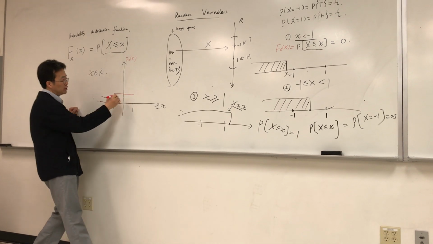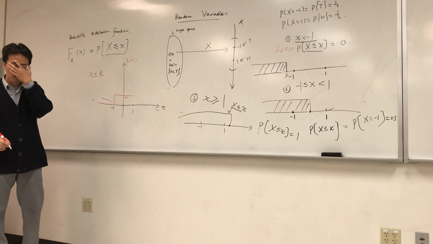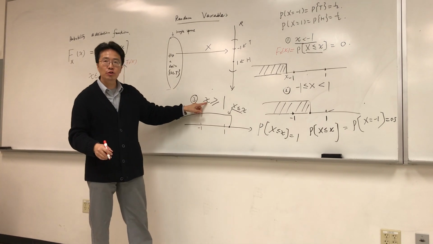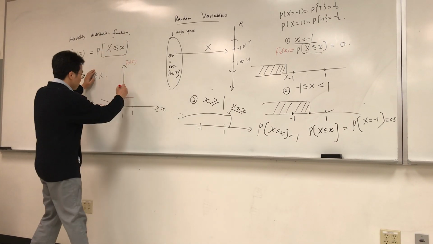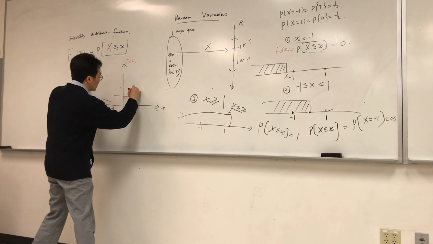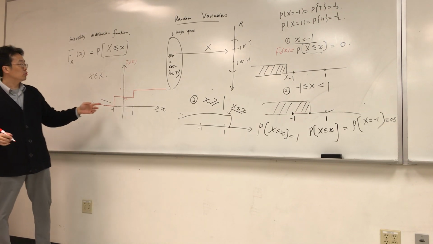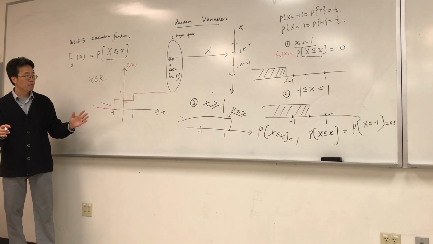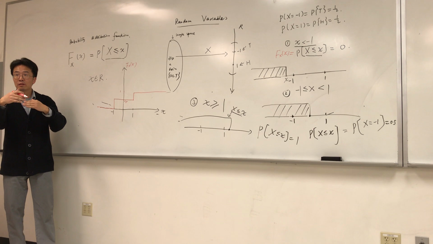So if this is 0.5 here, there will be a jump here. Like here, this is 0.5. And then when x realization is greater or equal to 1, it becomes 1. So it's 1 here, should be 1 anywhere. And this would be the probability distribution function associated with this flipping a fair coin experiment.